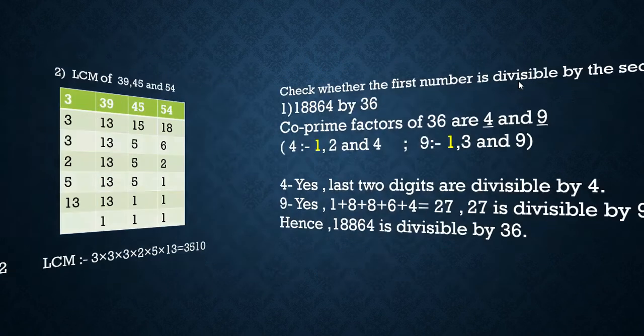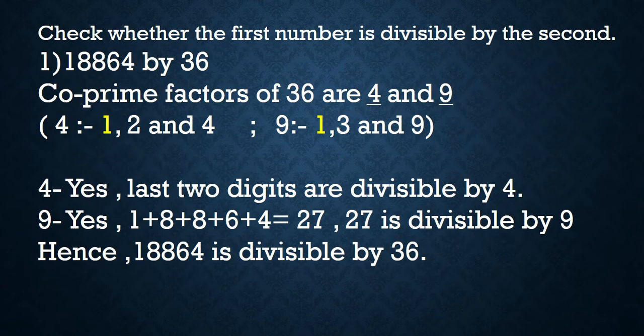Now let's proceed with the divisibility rules. What is the divisibility rule? Divisibility rule means if any number is given to you, right? Over here we can see that 18,864 is given. If I want you to check it by 2, what is the rule of 2? The divisibility rule of 2 says that if the ones digit is even, the number is divisible by 2. Now over here the number is 36.